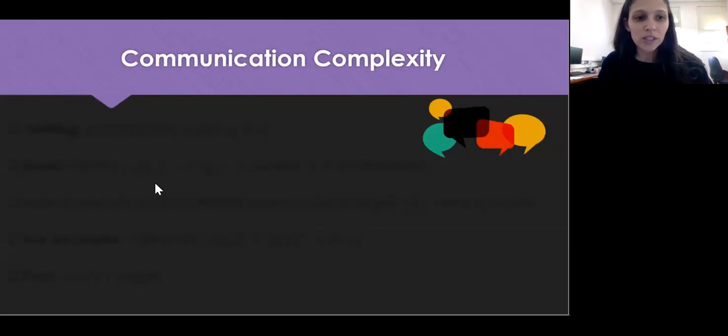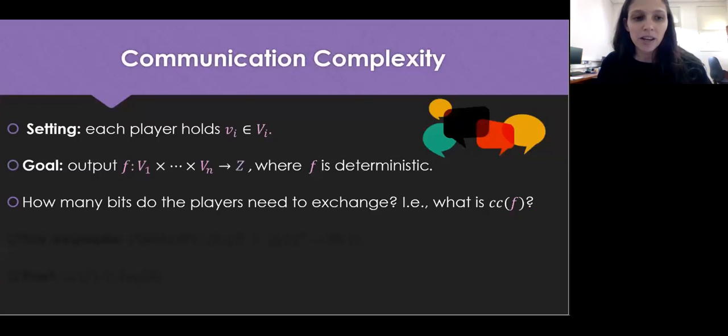So I'm going to introduce the model of communication complexity, where we assume that each player holds a subset of the input, and we wish to compute some deterministic function on the shared input of all the players. And the question we're interested in is how many bits do the players need to exchange in order to compute the function? And we denote this measure with CC(f).